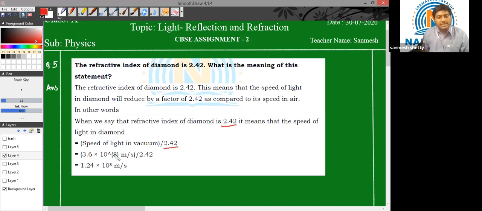So what is speed of light in vacuum? It is 3.6 into 10 raised to 8 meters per second divided by 2.42. So the speed of light in diamond, which we can find, is 1.24 into 10 raised to 8 meters per second. Again, children, I'll repeat.